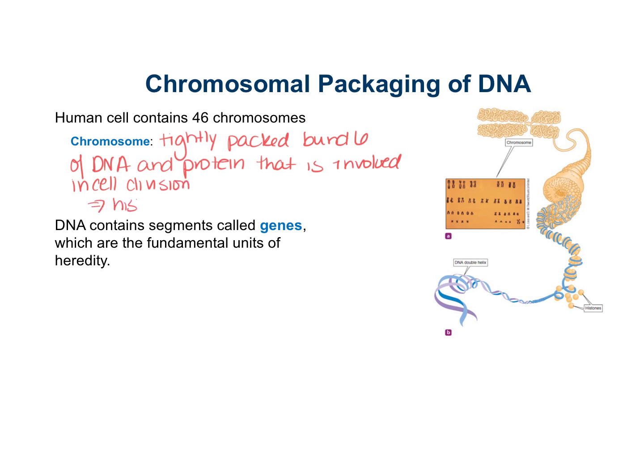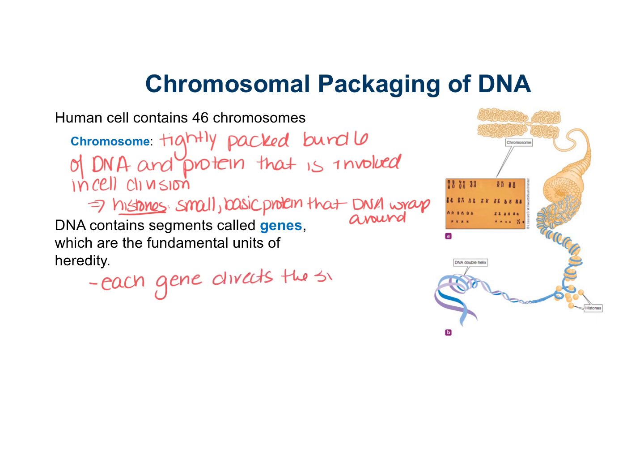Right, and we've got histones, right, which are small basic proteins that DNA wraps around. Right, and then DNA contains these segments called genes, which are these fundamental units of heredity, right, and each gene directs the synthesis of a specific protein. Right? Now, the number of genes contained in a structural unit of an organism varies with each type of organism.